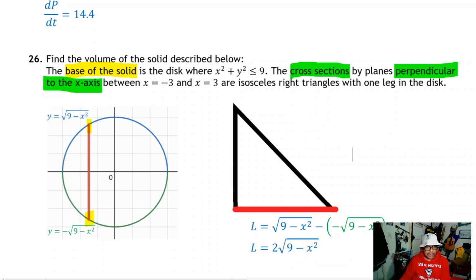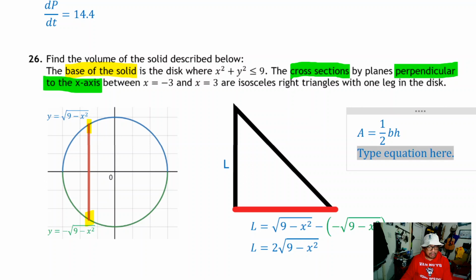Now, since this is an isosceles right triangle with the leg along the base, we also know that this vertical height here is also equal to L. And that tells us the area formula. So the area formula is equal to 1/2 base times height. And since the base and the height are both L, then the area is equal to 1/2 of L squared.